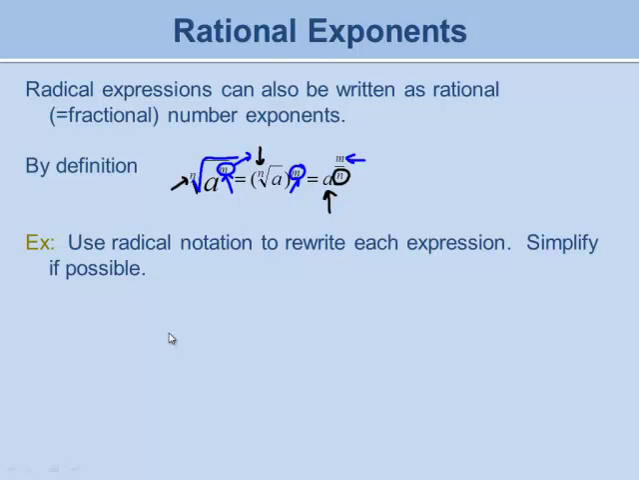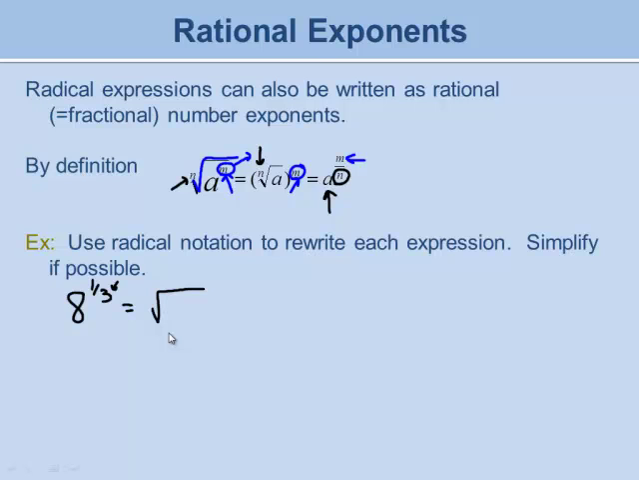So we want to practice that using these examples. Let's say the instructions said, use radical notation to rewrite each expression and simplify if possible. So let's start with this example. We've got a term written with a rational number exponent, 8 to the 1/3 power, and we want to use radical notation to rewrite that expression. So again, radical notation always has a radical sign in it.